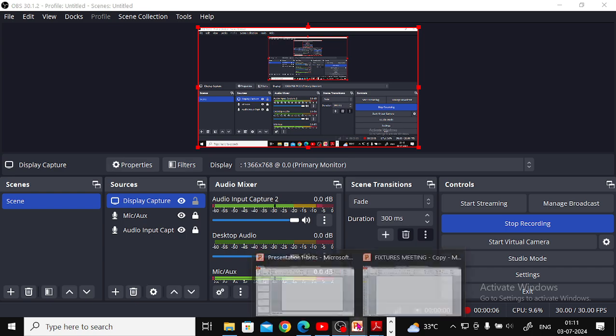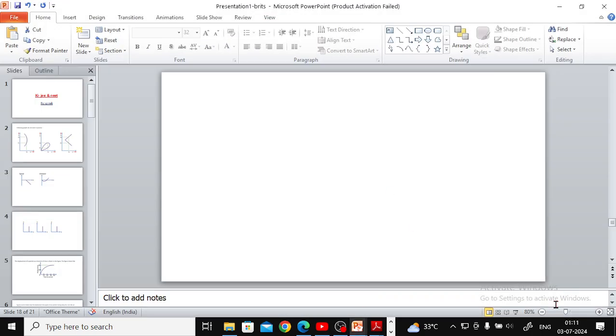Okay, so now put a heading as AC circuit containing inductance only. AC circuit containing inductance only. Right?